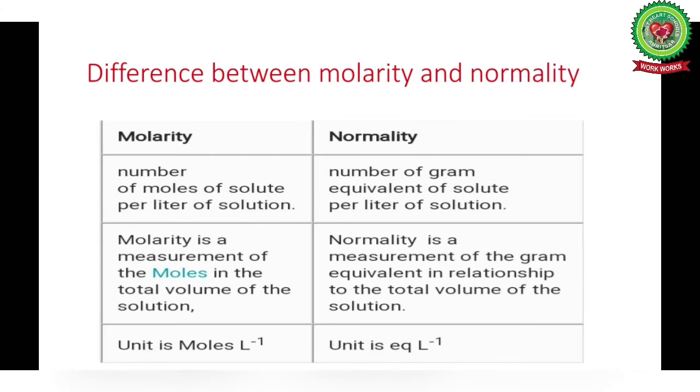Next is the difference between molarity and normality. Molarity is the number of moles of solute per liter of solution, and normality is the number of gram equivalents of solute per liter of solution. Molarity is a measurement of the moles in the total volume of solution, and normality is a measurement of the gram equivalent in relationship to the total volume of solution. The unit of molarity is moles per liter and the unit of normality is equivalent per liter.